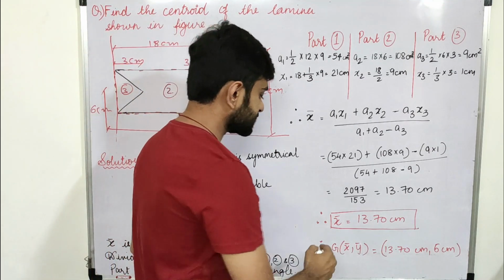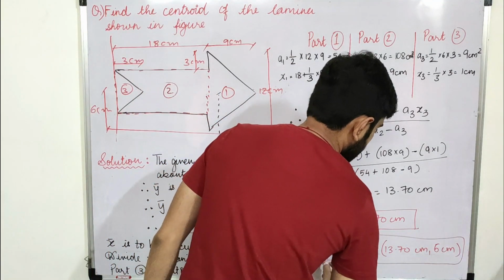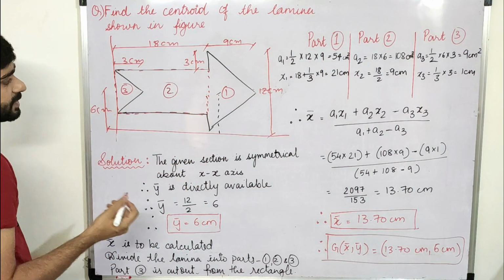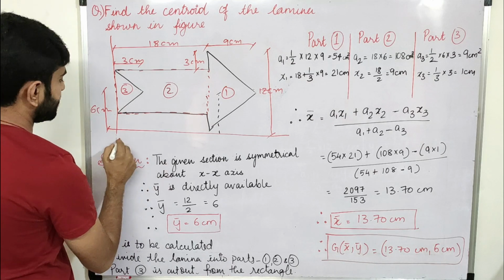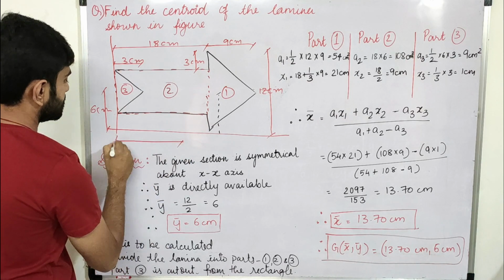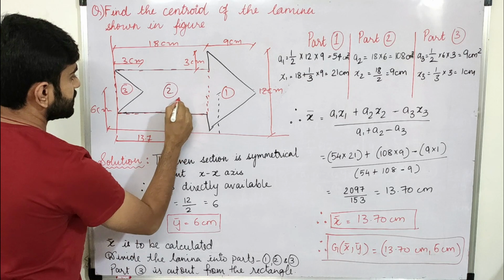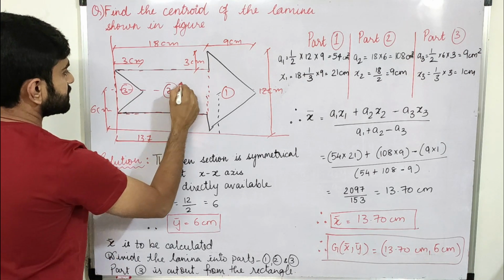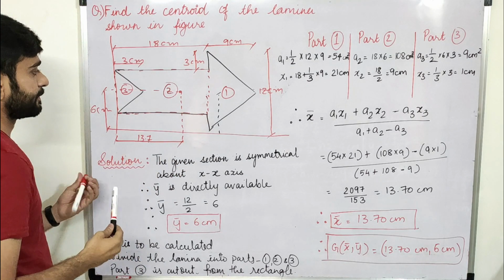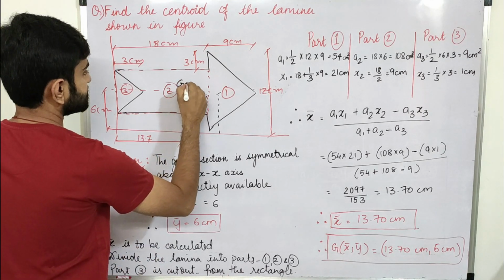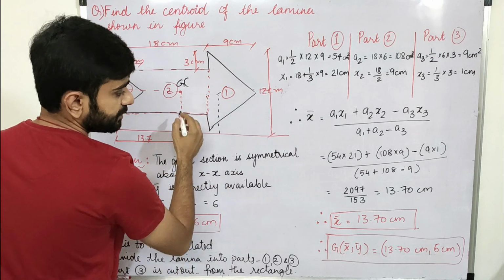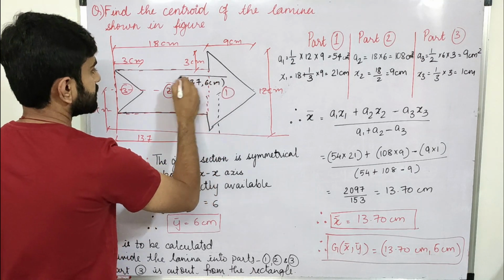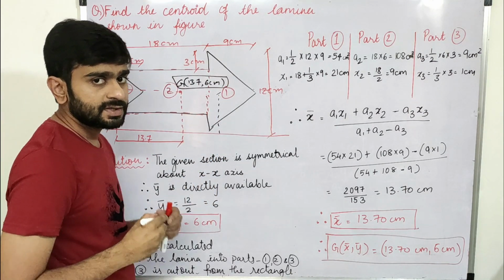So our centroid is 13.7, 6 centimeter. So 6 we had already put up. Now we will be putting up 13.7. Matching up the coordinates, this is our centroid, G, that is 13.7, 6 centimeter. This is our answer and the required centroid coordinates.